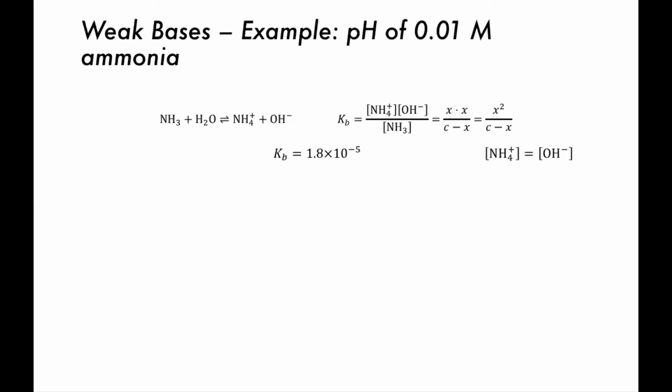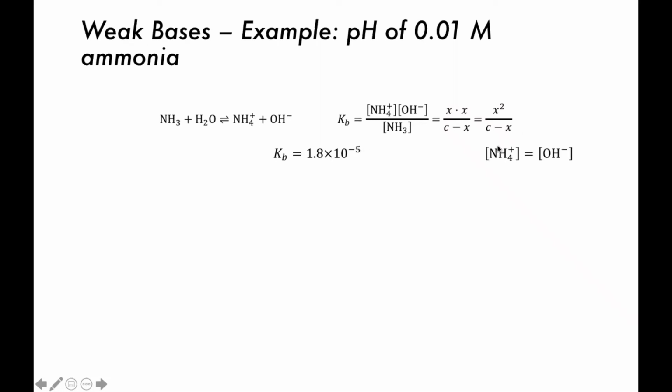So weak bases, the example here is the pH of 0.01 molar ammonia. Ammonia plus water gives ammonium plus hydroxide. Kb is equal to the ammonium concentration times the hydroxide concentration over ammonia. We have a similar expression here as we did for our Ka, if you recall, when we were creating the general expression. So in this case, we have X times X over C minus X, which is equal to X squared over C minus X. And so Kb is equal to 1.8 times 10 to the minus 5.